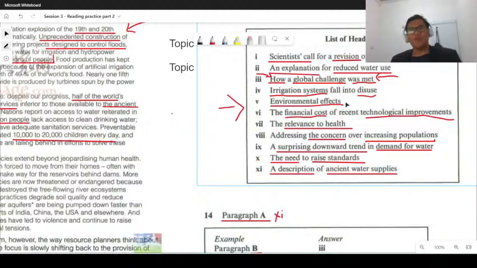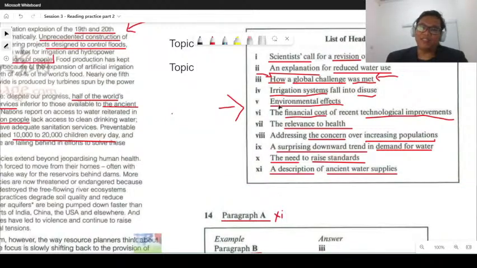So let's go one by one again. Scientists call for revision of policy. Doesn't sound negative to me. An explanation for reduced water use doesn't sound negative to me. How global challenges already used irrigation systems, how irrigation systems fall into disuse. Yes, that sounds negative, right? But wait, we haven't checked yet whether that has anything to do with the paragraph, but it does sound negative.